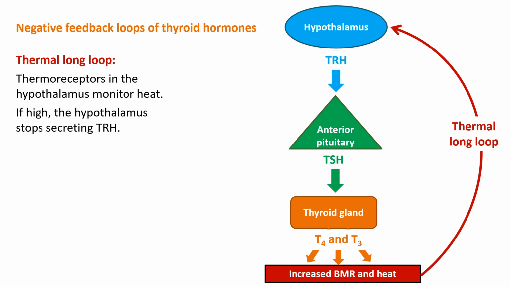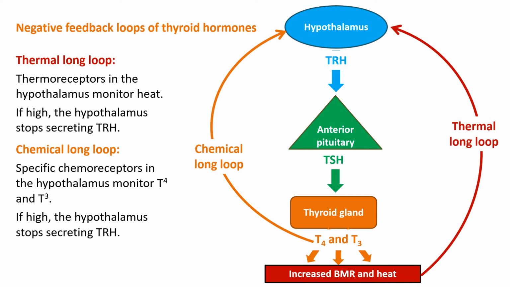One of the 2 long loops is the thermal long loop. And this is about thermoreceptors in the hypothalamus monitoring the temperature of the body. So thermoreceptors in the hypothalamus monitor heat. If the heat goes up because of increased BMR and this resulting heat from our thyroid hormones, then it will be registered by those thermoreceptors and the hypothalamus will stop secreting TRH. What's that going to do? Yes, of course, it's going to inhibit then the release of TSH, T4 and T3. So we're stopping the axis, if you like, right at the top with TRH.